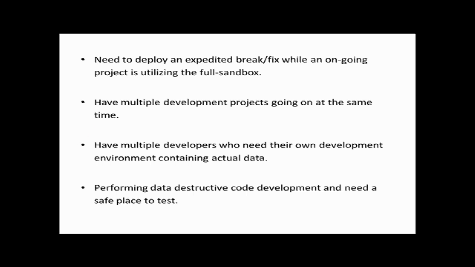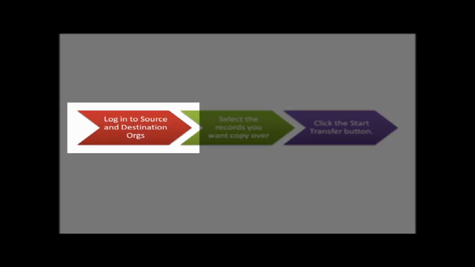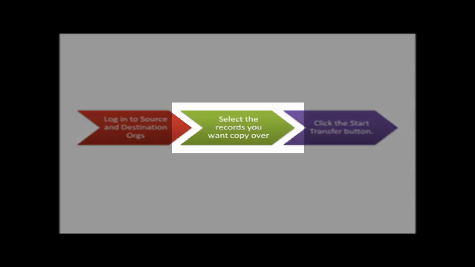So let's start off by looking at the application. The first step in using SFXOrgData is logging into the source and destination org instances. The next step is to select the records you want to copy over. And finally, you want to click the Start Transfer button.